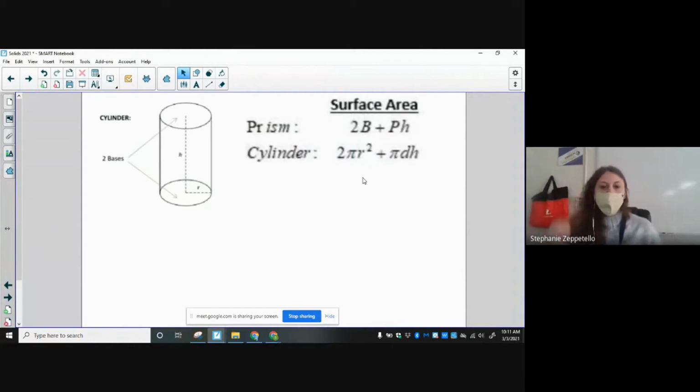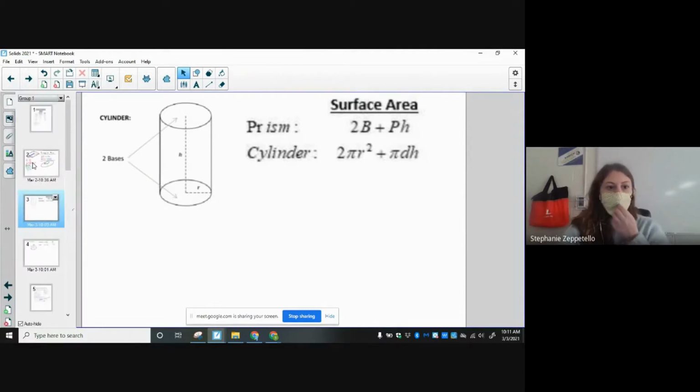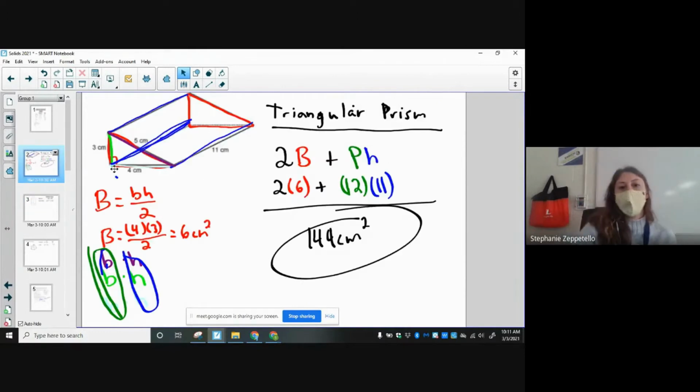So we already talked about prisms yesterday, 2B plus PH. We talked about how that is derived from the fact that, first of all, a prism has 2 bases. So big B doesn't stand for base, it stands for the area of that base. And this was a triangular prism. I don't care if it's sitting on its rectangle. The triangles are the bases because they're the opposite, parallel, congruent shapes.